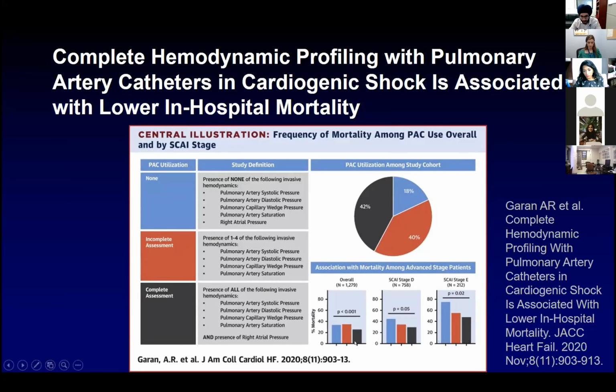But in the overall cohort, there is a lower mortality associated with complete hemodynamic assessment, as you can see in the first graph. And even in advanced stages of shock, which are stage D and stage E, using a pulmonary arterial catheter and obtaining complete hemodynamics did offer a mortality benefit.